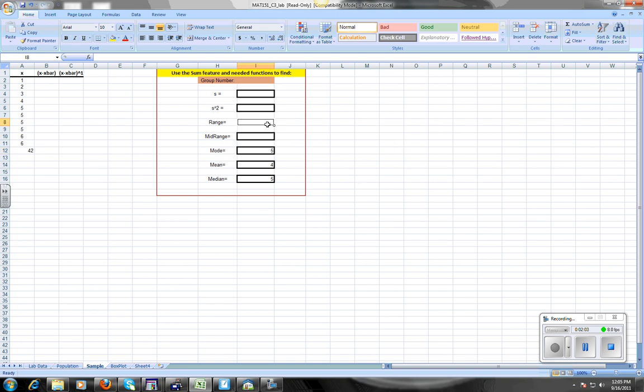Now, the range is the highest number minus the lowest number, so that's a 5. The mid-range is to add the two together. 6 plus 1 is 7. Mid-range will be a 3.5.